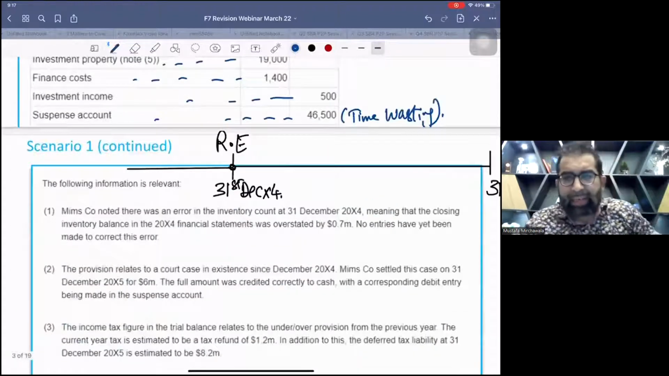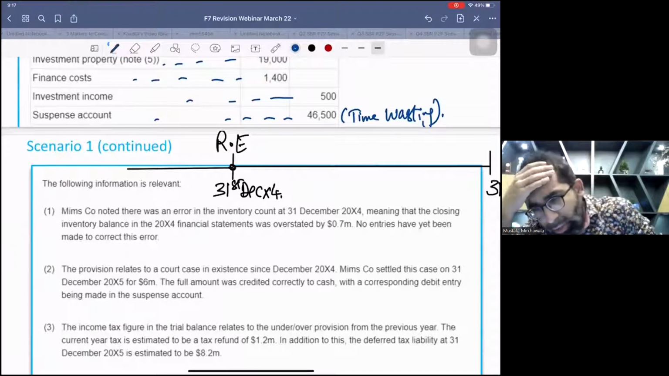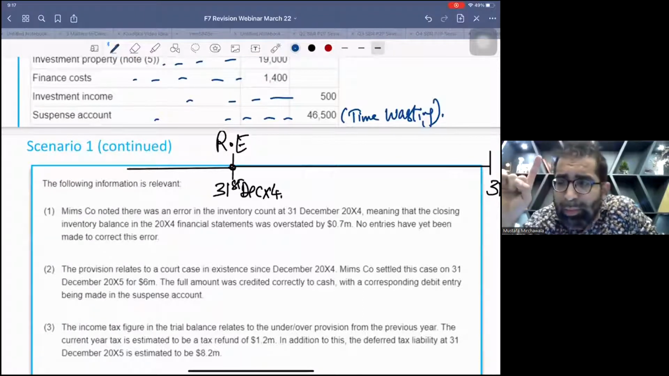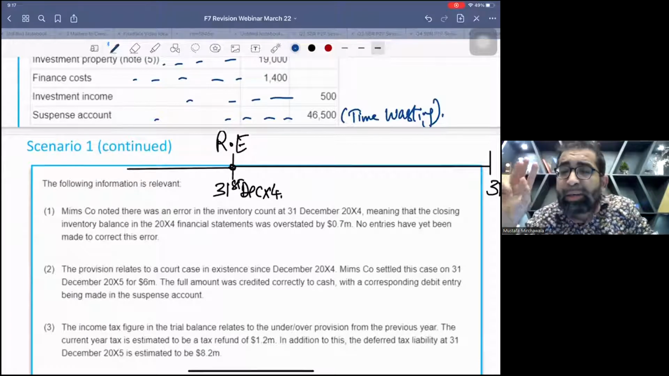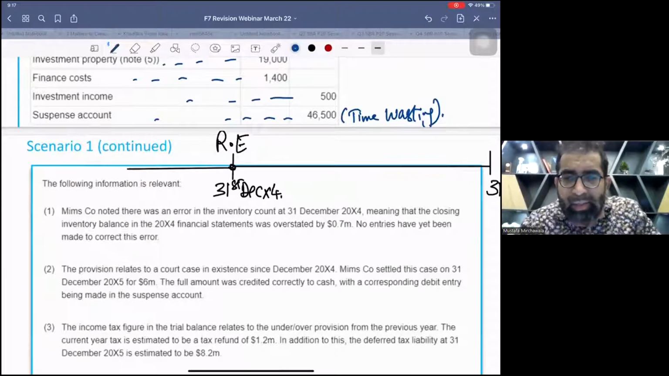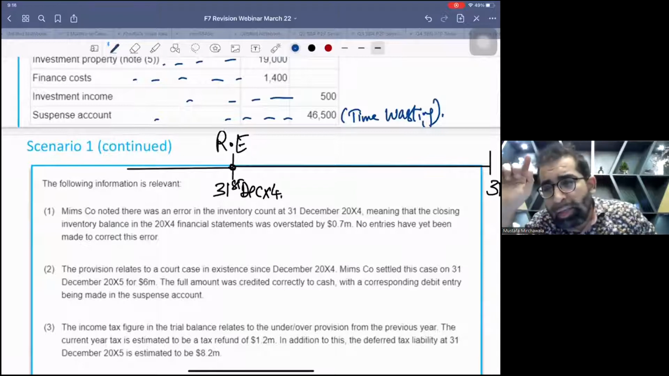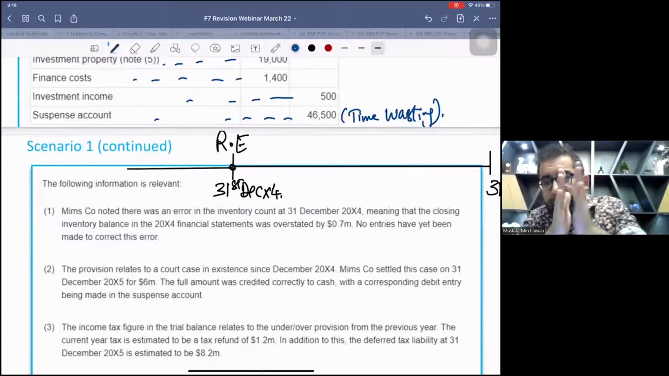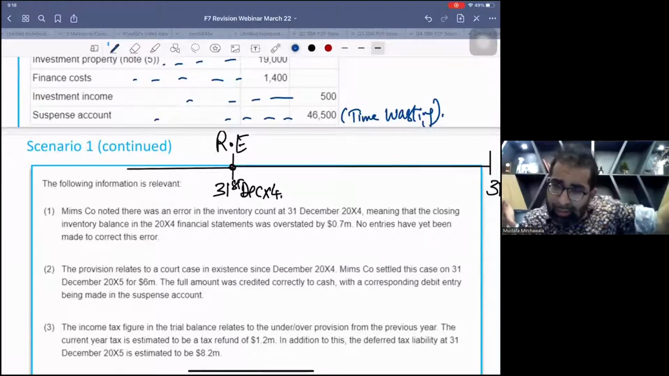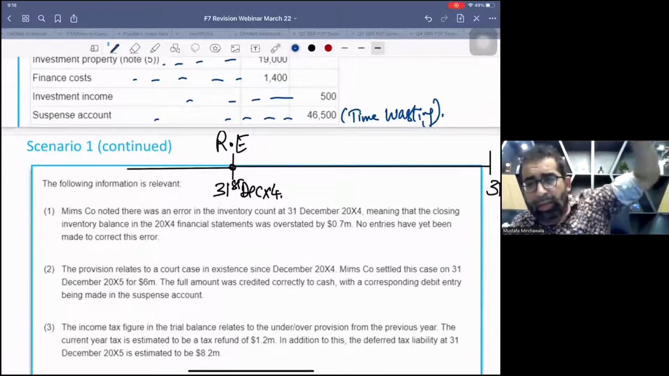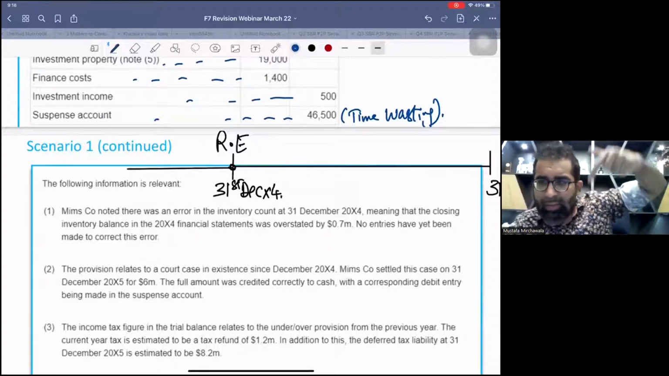Note number one is related to IAS 8: Changes in accounting policies, changes in accounting estimates, and prior period errors. Hope you remember. I'm talking about prior period errors. Prior period errors are errors which occurred last year, but were discovered this year.